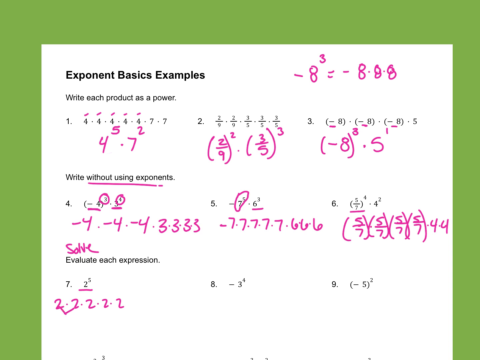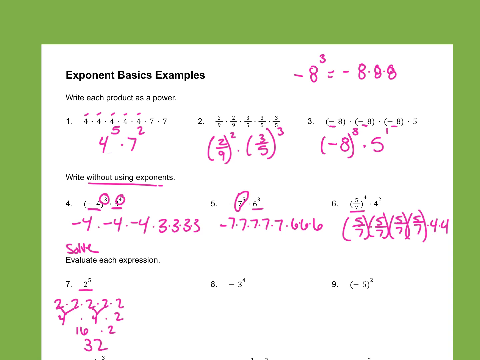I'm going to multiply 2 times 2 is 4, and 2 times 2 is 4. So I haven't used this last 2 yet. 4 times 4 is 16. Bring down that last 2 again, and then 16 times 2 is 32.